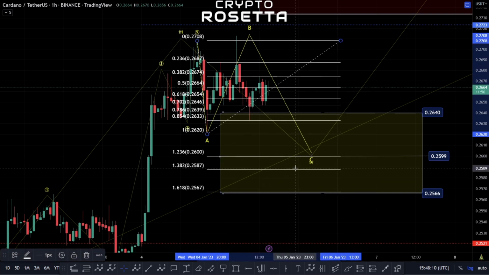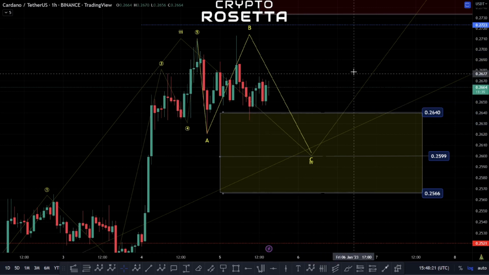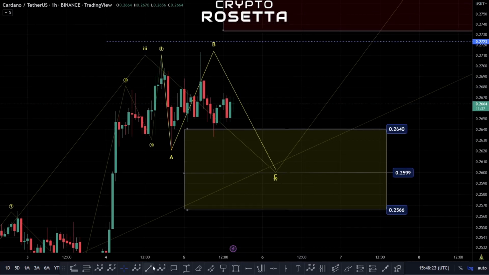So what we could look for potentially is a move down here towards this 1.382 to this 1.618 if it's going to become a flat correction. There is another way of looking at this, and what we could also argue is that we could be looking for a triangle to develop within this move.